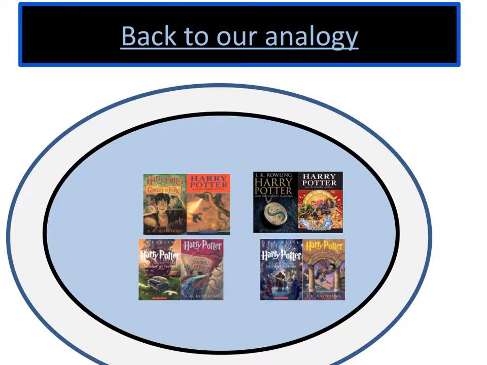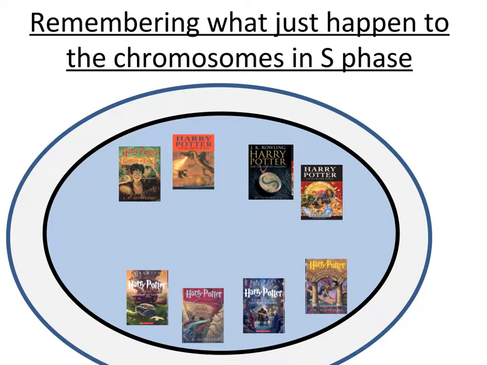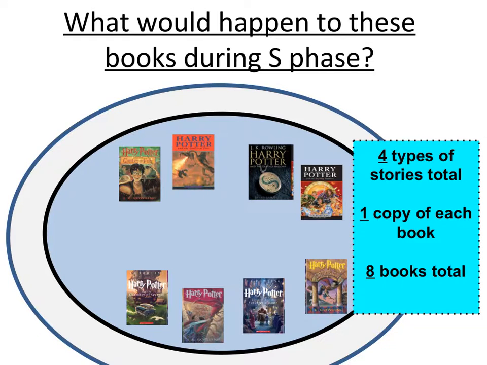It's much easier to think of, instead of genetic information, to think of text in books. So back to our analogy. Remembering what just happened to the chromosomes in S phase, take a look at our chromosomes here. Sorry, our books here. We have 4 stories. Each has 1 copy of each book, and there are 8 books total.